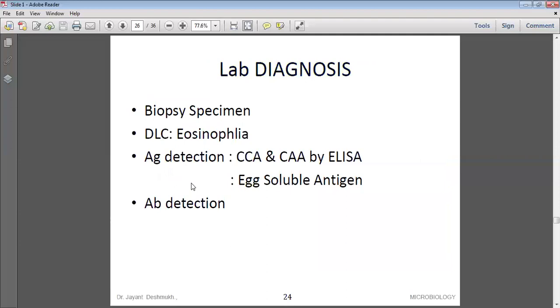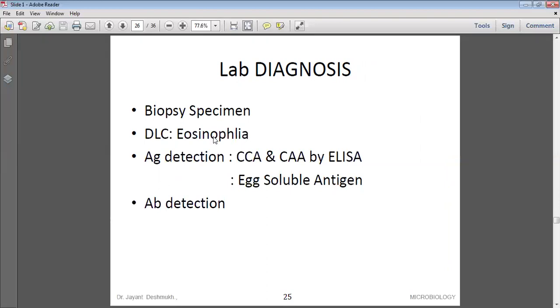Either by the biopsy material we can examine the eggs, or in the urine by microscopy we can examine the eggs. Another important method is antigen detection. One is circulating cathodic antigen, and circulating anodic antigen released by the egg. There also we can detect. And most important, egg soluble antigen, which is responsible for granuloma formation. This egg soluble antigen may be present in the blood, in the serum. We can detect this antigen by ELISA technique, important for diagnosis.